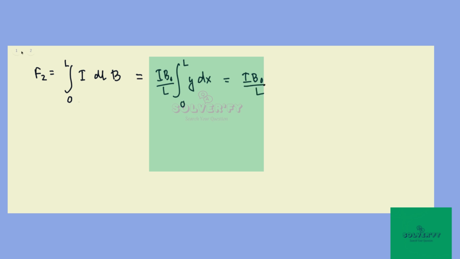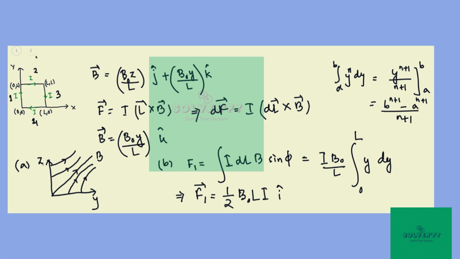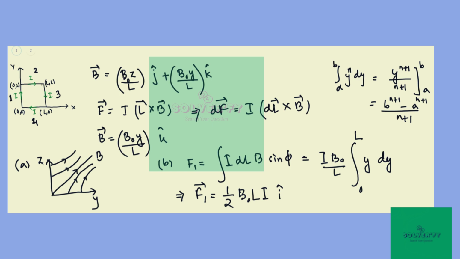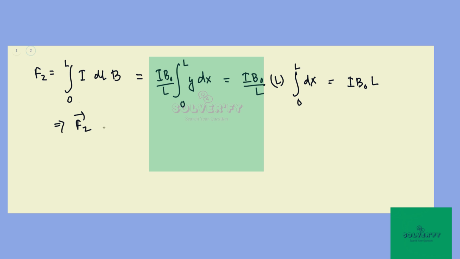So the value of y is basically a constant here and is equal to L, so that comes out, and we just have to integrate over dx now. And this gives the value to be I times B naught times L, and the direction is given by the right hand rule applied to the direction of current and magnetic field, and we see that this direction is going to be towards the negative y direction. So our force is going to be this.